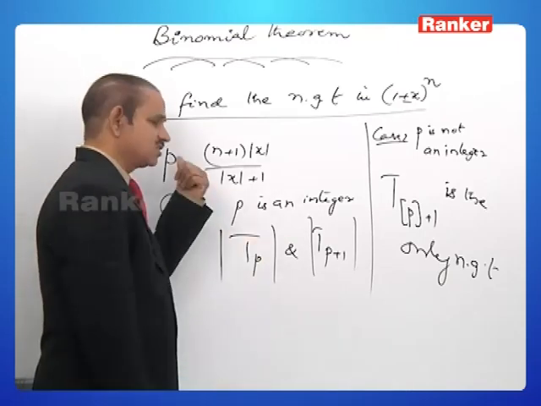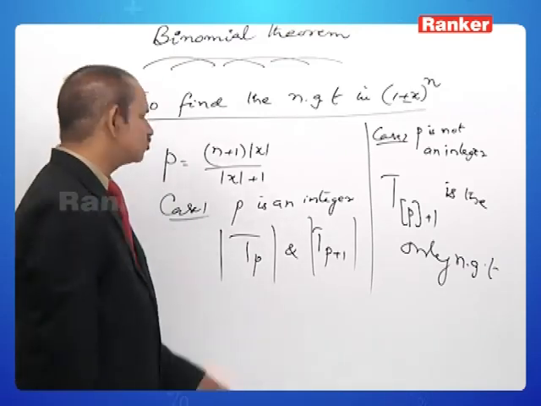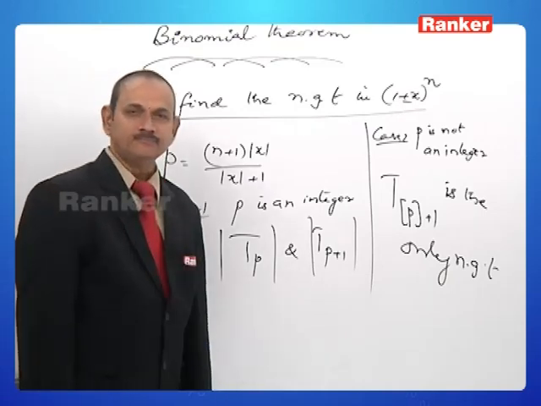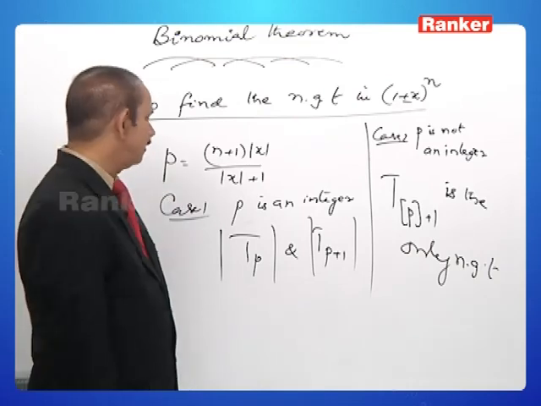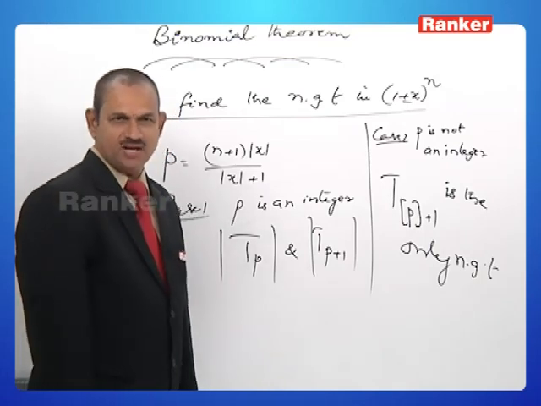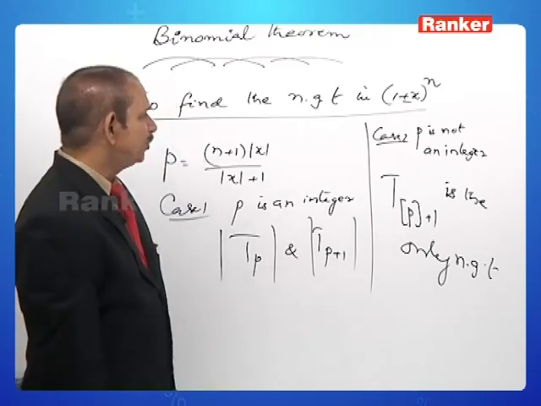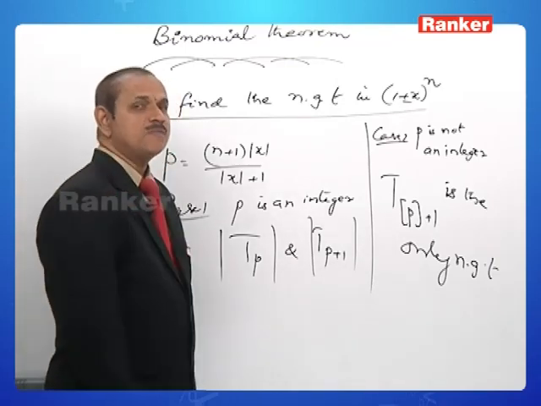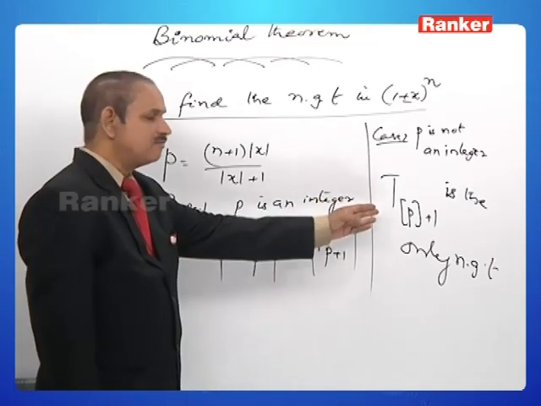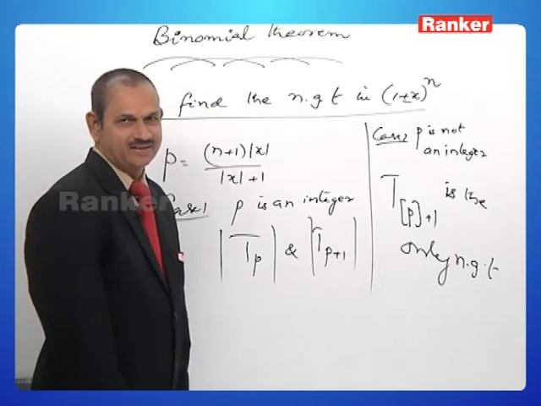Of course, the proof of this formula is also very simple, but to save some time we are just noting it. p is equal to (n plus 1) into mod x by (mod x plus 1). Automatically, two cases will arise. In case 1, p is an integer, and we have two numerically greatest terms, namely mod Tp and mod Tp plus 1. In case 2, p is not an integer, then the integral part of p is an integer, and hence the term T of (integral part of p plus 1) is the numerically greatest term.